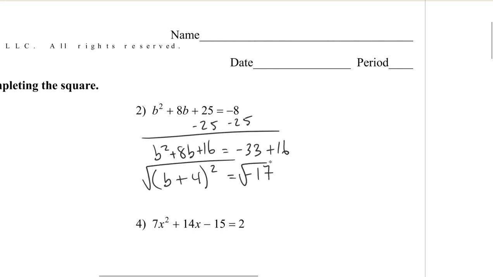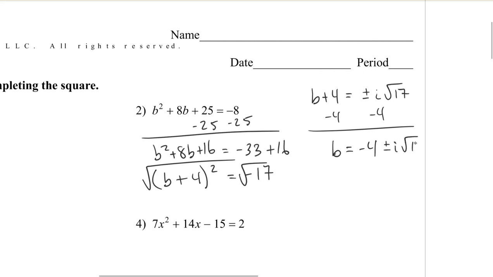We'll take the square root. So we get b plus 4 equals positive and negative i times the square root of 17. Subtract 4, and b equals negative 4 plus or minus i square root of 17.